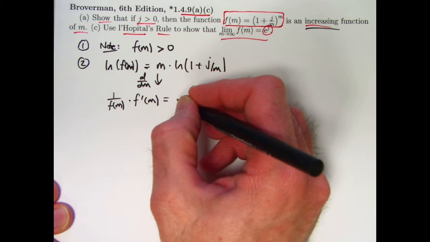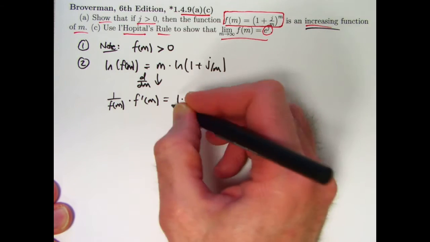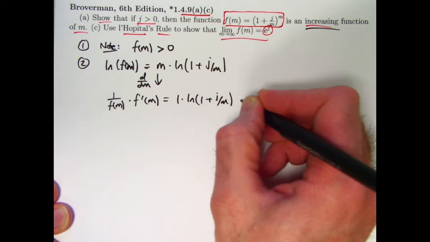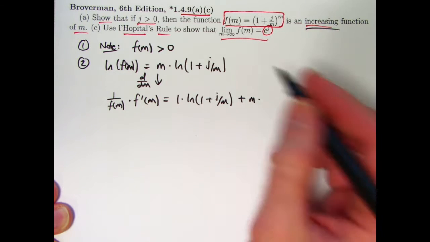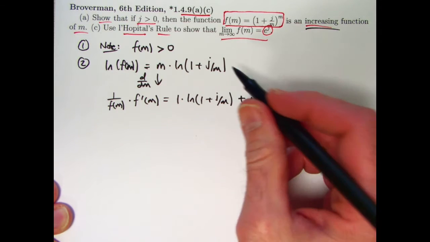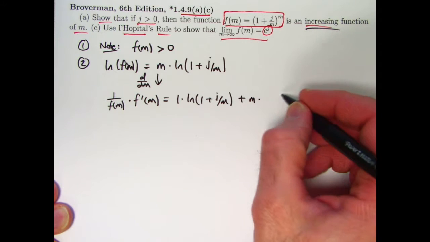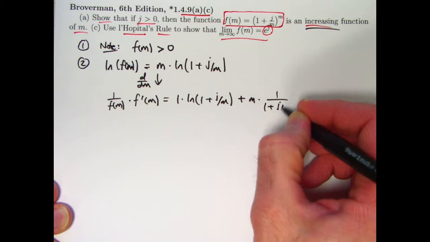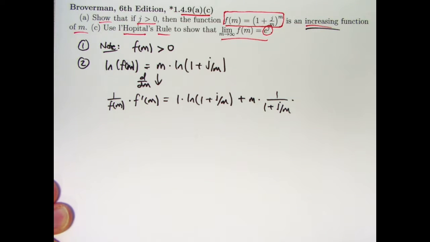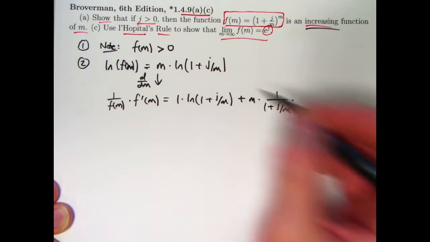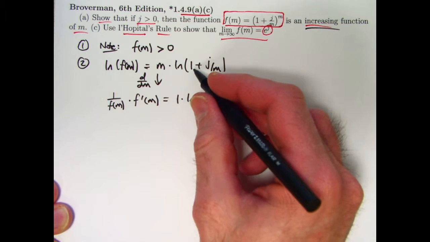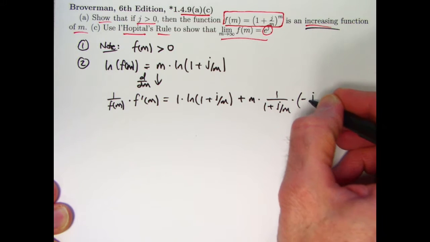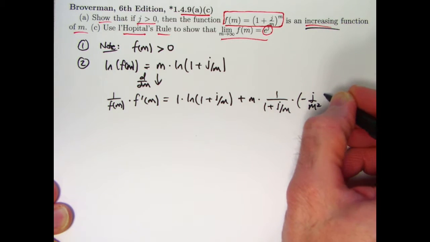The derivative of m with respect to m is 1. That's the derivative of the first function times the second function, plus the first function times the derivative of the second function, this natural log here, which I'll need the chain rule for again. Once again, the derivative of natural log of x is 1 over x, so I get 1 over 1 plus j over m. But now I need to multiply times the derivative of the inside function with respect to m. The derivative of 1 is 0, and the derivative of j over m, I hope you can quickly calculate to be negative j over m squared.